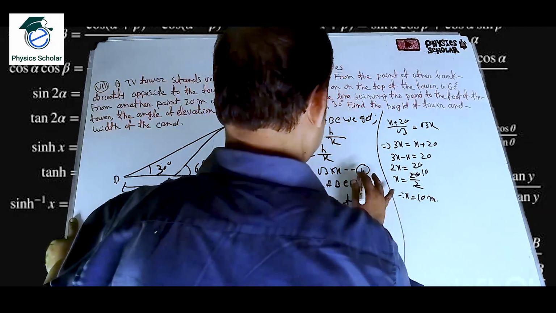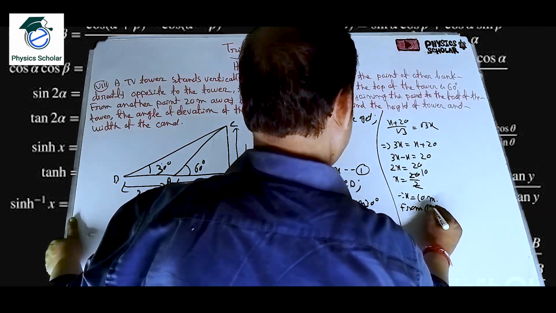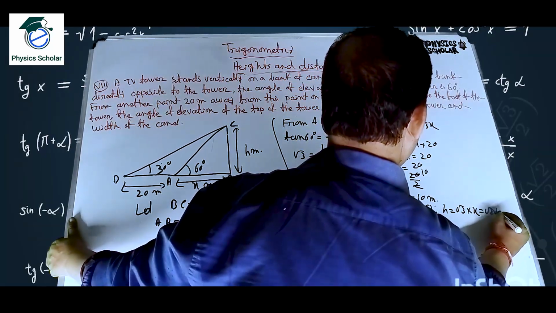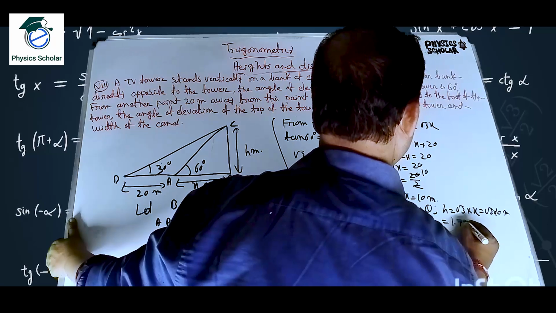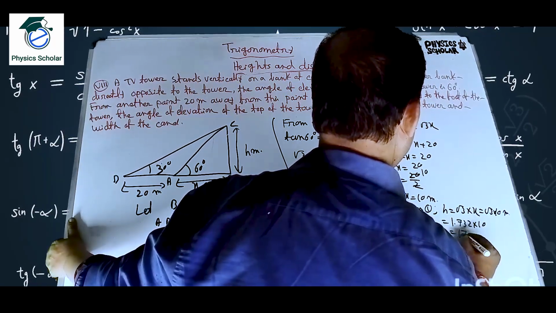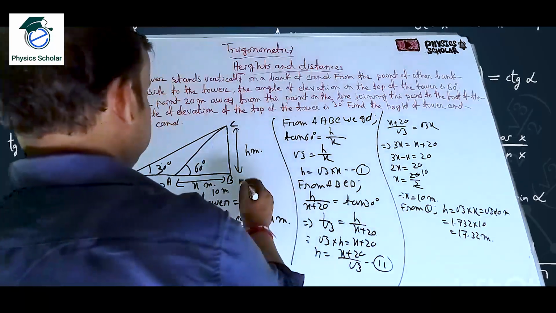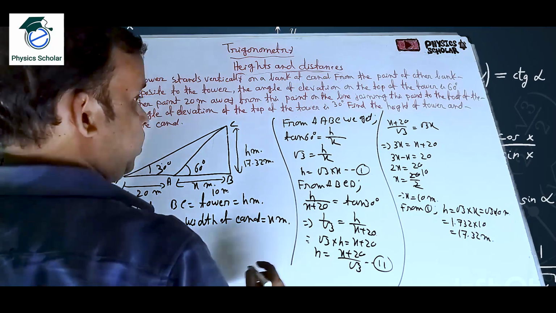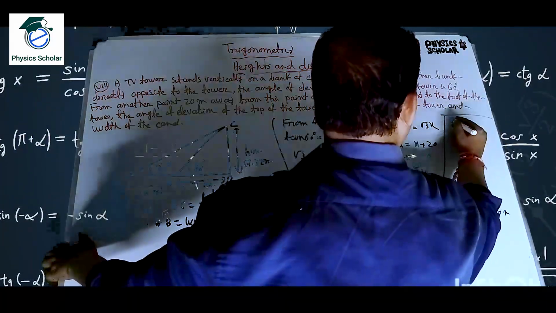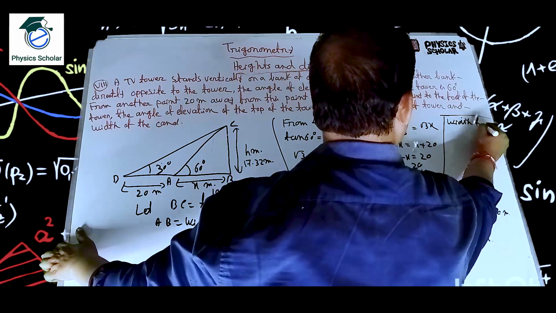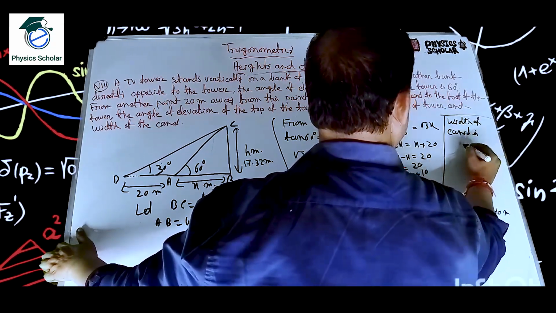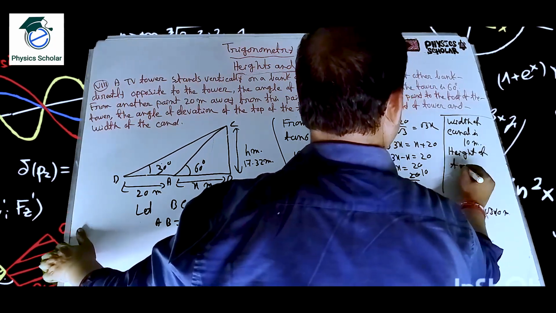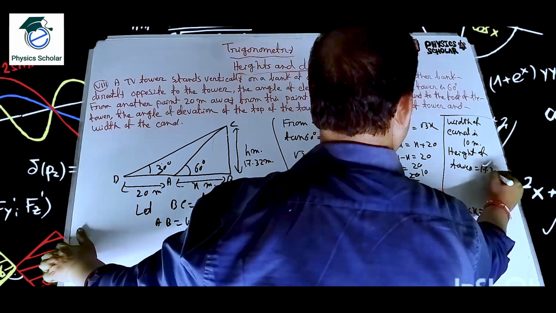So from 1, what we get? h is equal to root 3 into x is equal to root 3 into 10 meter. So root 3 means 1.732 into 10 is equal to 17.32 meter. So it is 17.32 meter. So find the height of the tower and the width of the canal. So the width of the canal is what? Width of canal is 10 meter, and height of tower is equal to 17.32 meter.